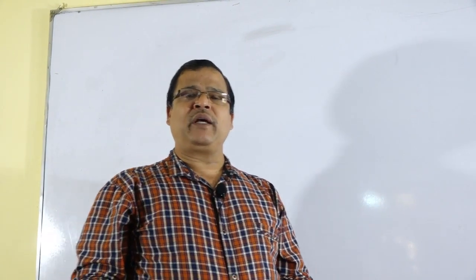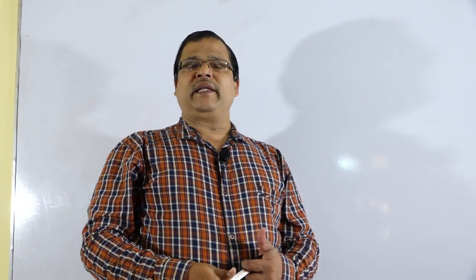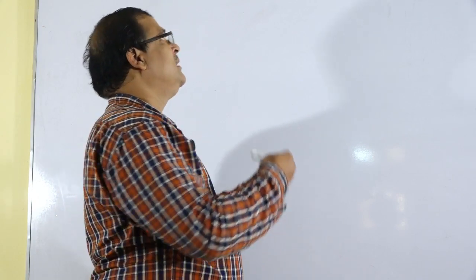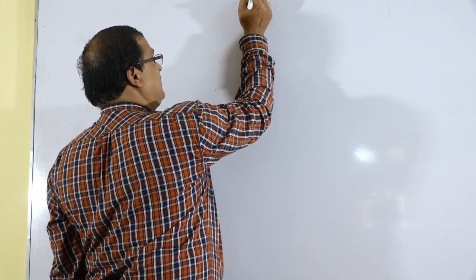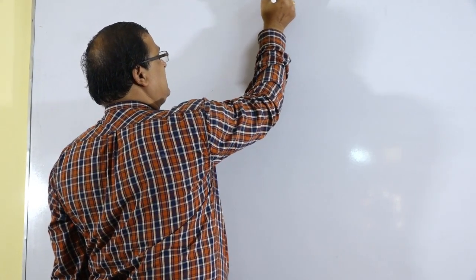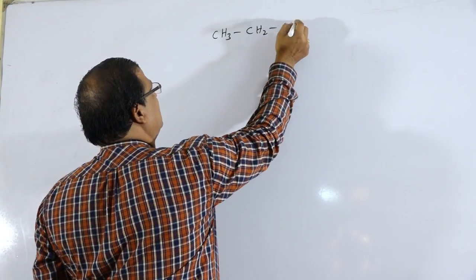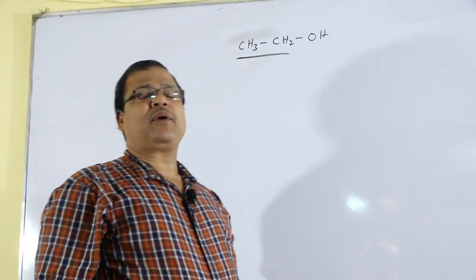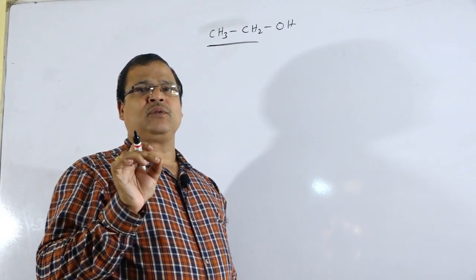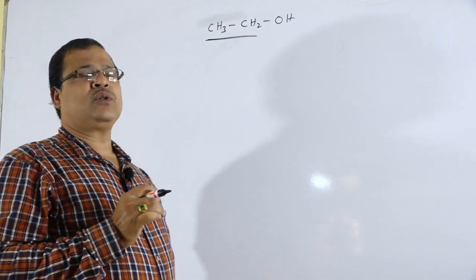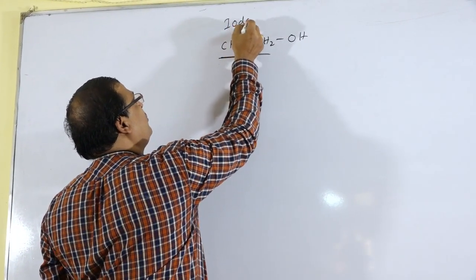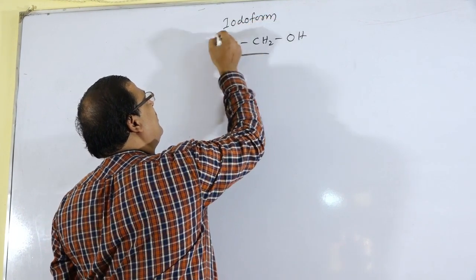Yes, students, today we start the reactions of alcohols due to the R part. Let us take CH3CH2OH. This is your R part. The reaction we are going to discuss is the iodoform or haloform reaction.